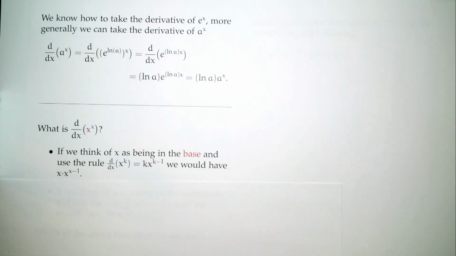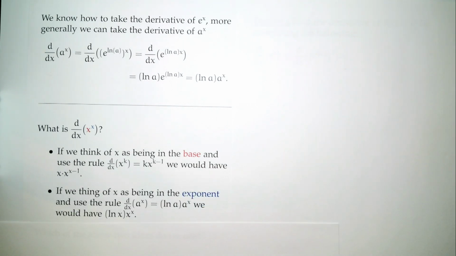Now that's if that's how we chose to think of x, as being the bottom part, the base. But x is also upstairs, which means we could think of it as being the exponent. So then I have the derivative of a to the x. And we say, well, we just did that. Just right there.